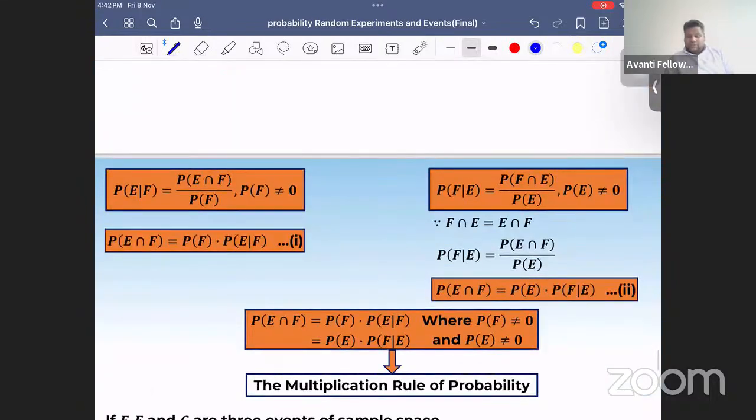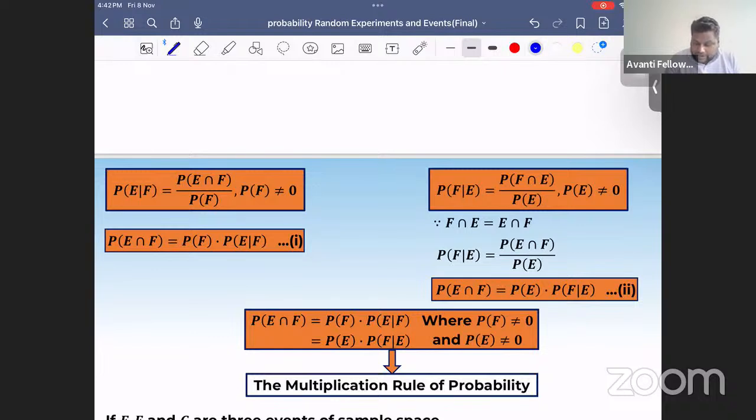Now, multiplication theorem of probability. P(E|F) is what? P(E∩F) upon P(F), where P(F) is non-zero. P(F|E) is P(E∩F) upon P(E), where P(E) is non-zero. Now F∩E is E∩F.